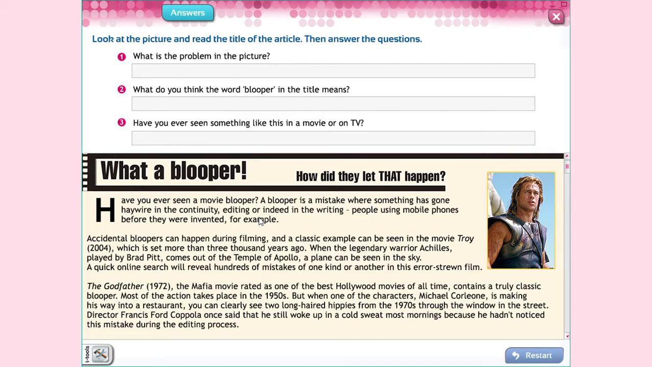Number 2, what do you think the word blooper in the title means? And number 3, have you ever seen something like this in a movie or on TV? Okay, so regarding this reading, is it blooper what you really think it is? Tell me in the comments section what is a blooper for you. And okay, so after you answer this exercise, let's continue with the reading.